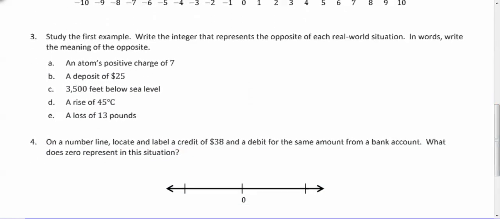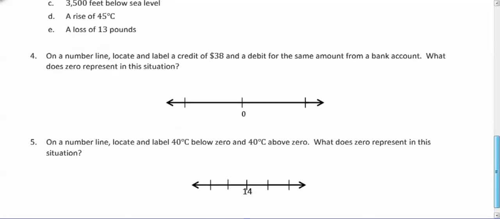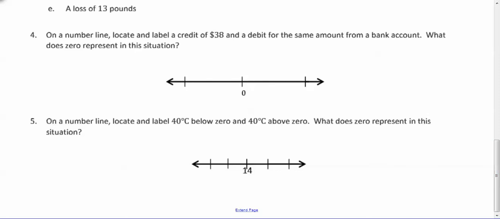In words, write the meaning of the opposite. So the opposite of a positive charge would be a negative charge. What's the opposite of a deposit, okay? And then number 4 on a number line, locate and label a credit of $38 and a debit for the same amount. What does 0 represent in this situation? So if you're taking good notes, these should be super easy for you to do.